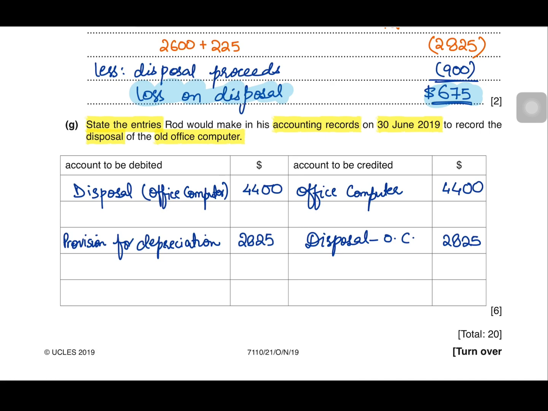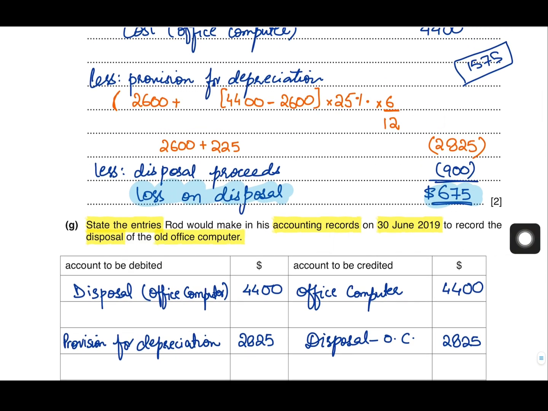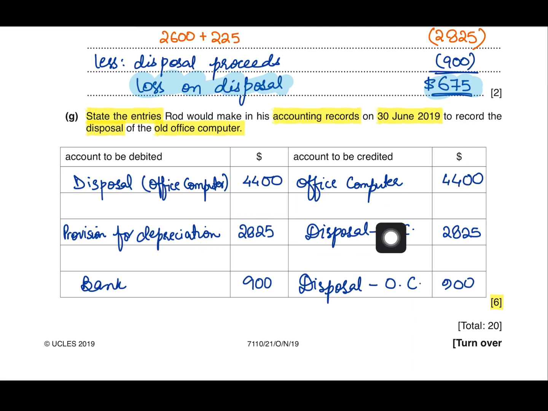And then lastly, we also record the disposal proceeds, right? The money which we received on 30th June 2019, and that was $900, and it was received through check. So bank will be debited now by $900, and our disposal account will now be credited with $900 as well, right? So this requirement was for 6 marks. For each debit and credit, there is 1 mark: 1, 2, 3, 4, 5, 6. You don't have to make an entry for the loss, right? The entry would be credit disposal account and debit the income statement, because all the losses are debited in the income statement. But the requirement is what entries will you make on 30th June 2019?